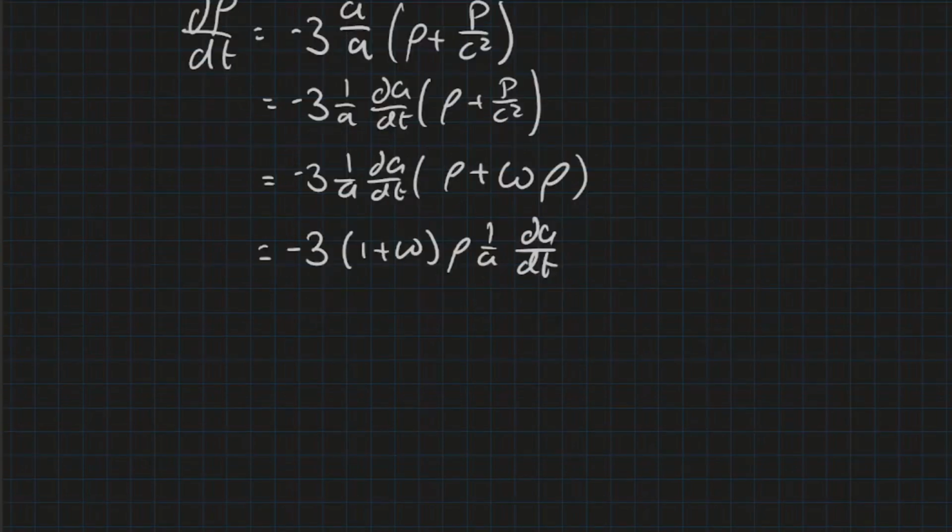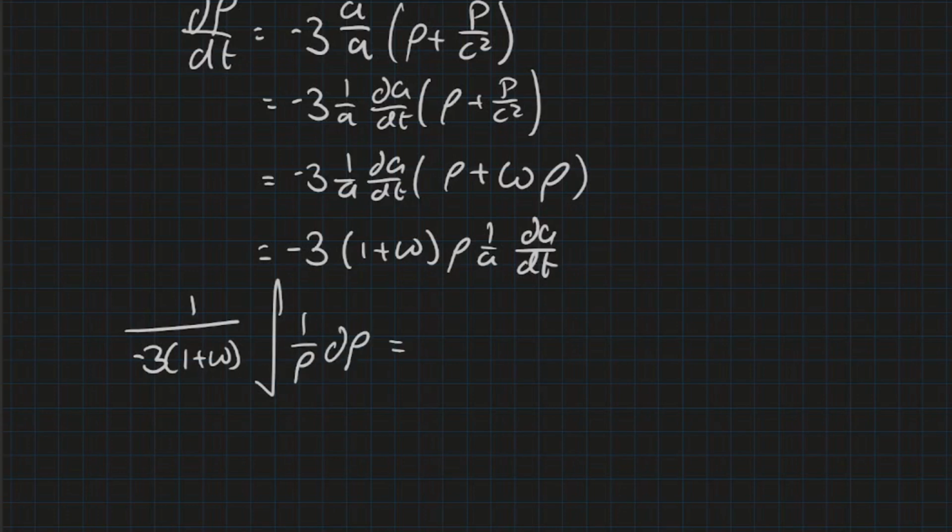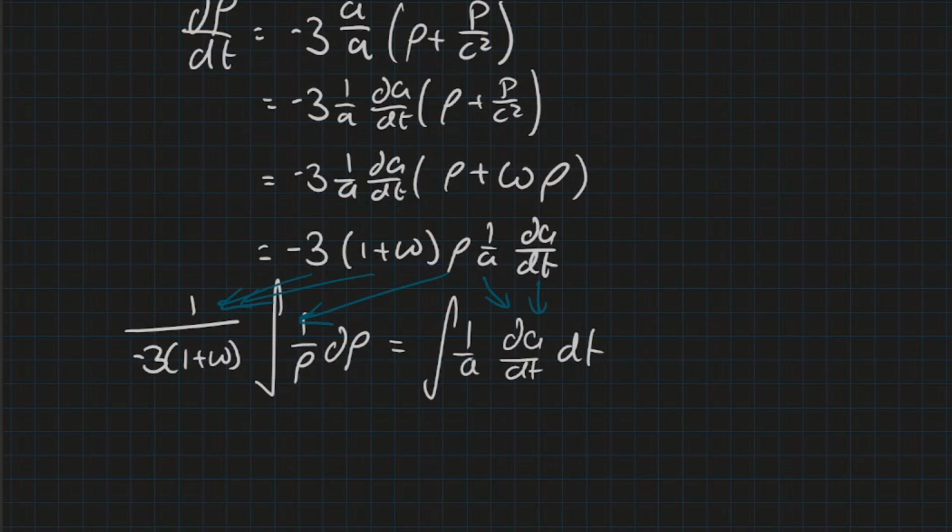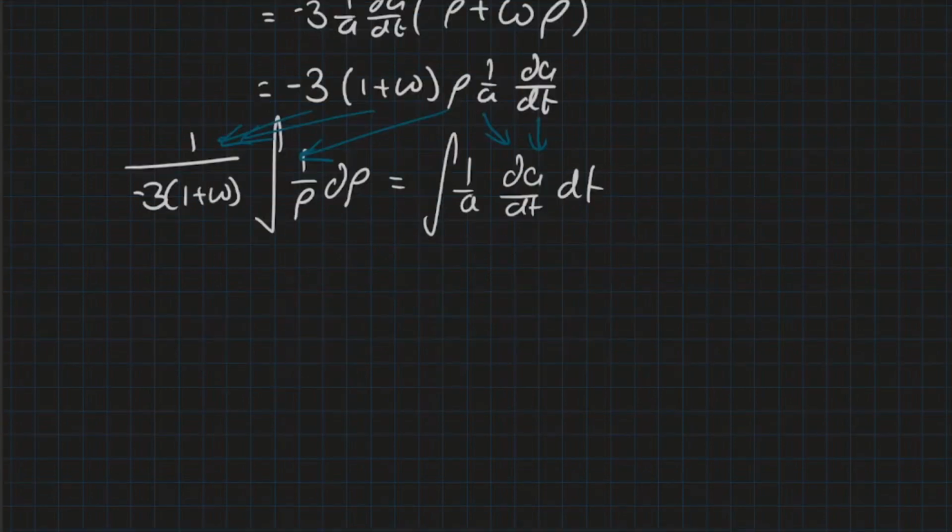Taking all components of rho to the left-hand side and all components of A and t to the right-hand side, we have 1 over minus 3 (1 plus w) times the integral of 1 over rho d rho is equal to the integral of 1 over A dA by dt dt. Just to make this really explicit, you can see I've moved these parts over here and these remain on this side. And then we integrate over the infinitesimals. The integral of 1 over x is ln x, which gives us our solution.